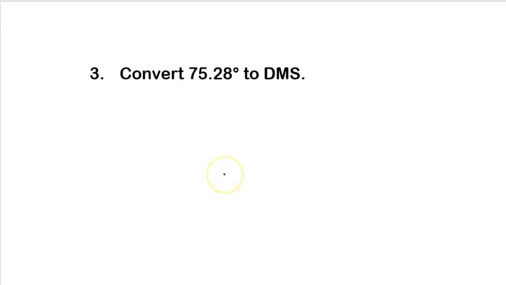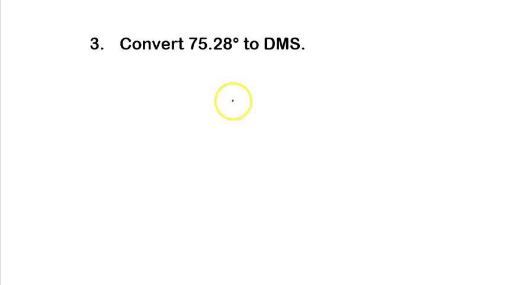So let's try one. We want to convert 75.28 to degrees, minutes, and seconds. So in your calculator, just type in 75.28, then hit your second apps key and choose the fourth one down that says DMS and hit enter. It should come out to be 75 degrees, 16 minutes, and 48 seconds. And hopefully you were able to find all of those buttons and come up with this answer.